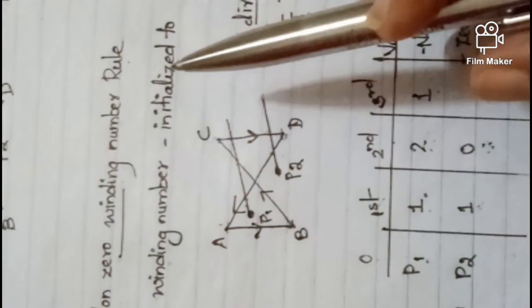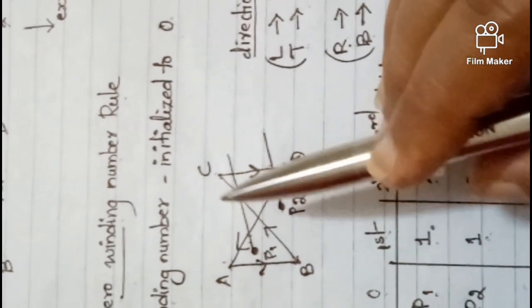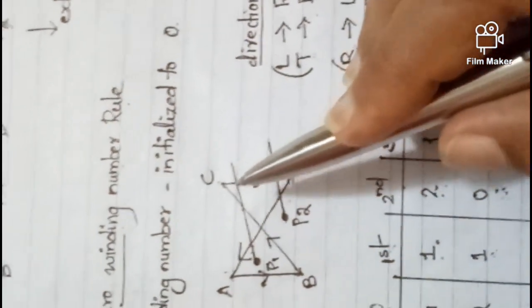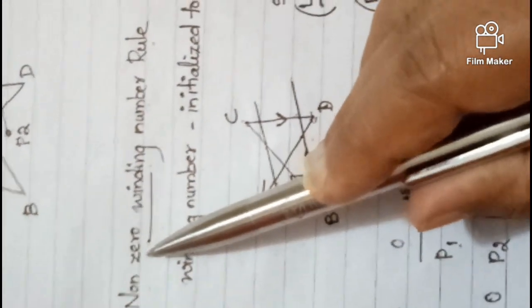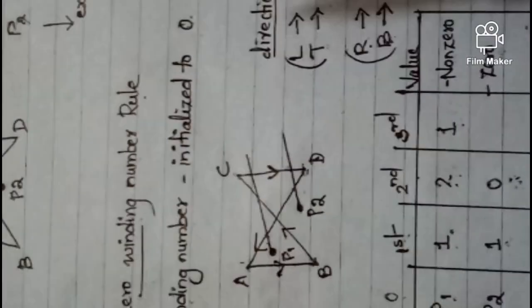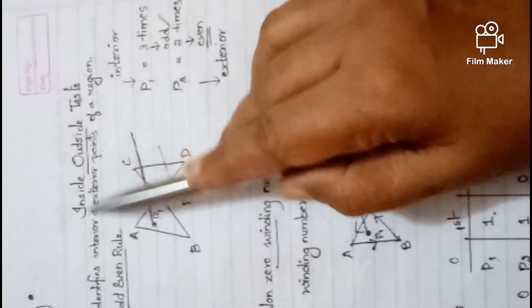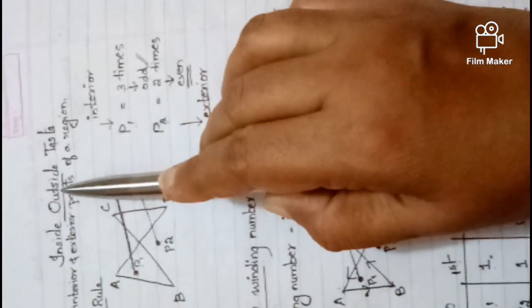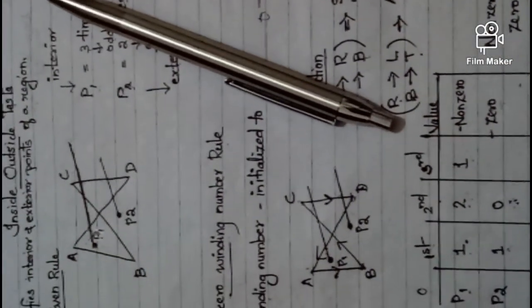So, the rule is you have to calculate the final value of winding number depending on the direction rules, and once the final value of winding number is calculated, if the final value is a non-zero value, it is an interior point. If the final value is a zero value, then it is an exterior point. So these are the two different methods that can be used to identify the interior and the exterior points of a region, and it is known as inside-outside test. Hope these concepts are clear to you. Thank you.